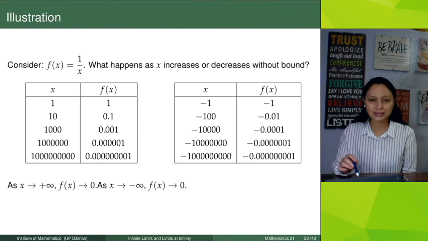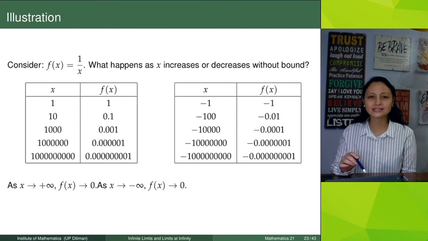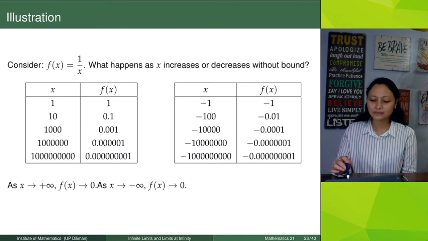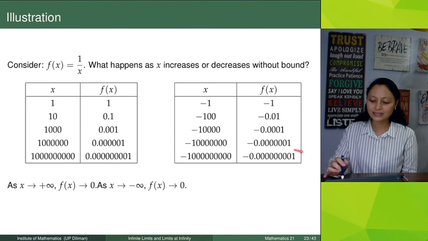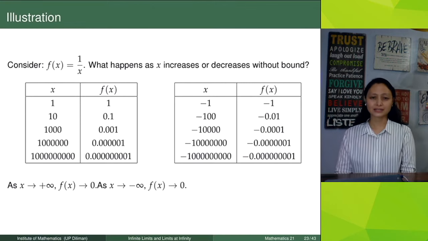If x is negative 1, f of x is negative 1. If x is negative 100, yun, f of x is negative 0.01. So dito naman, nagdi-decrease yung value ng x. As you decrease the value of x, anong nangyayari sa value ng f of x?